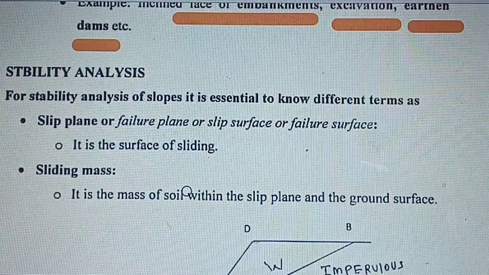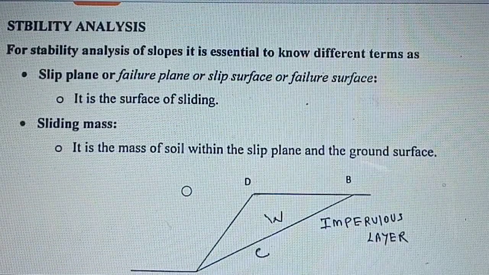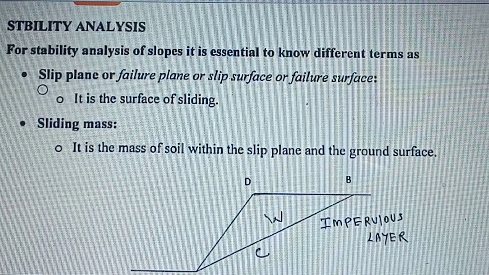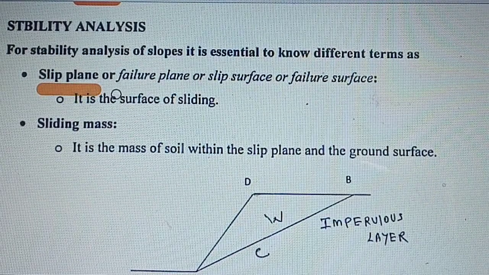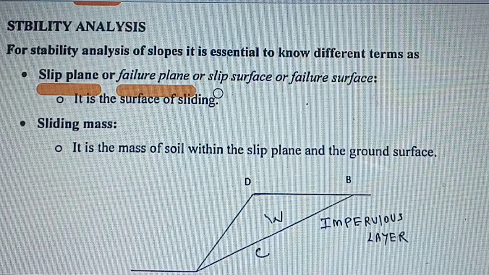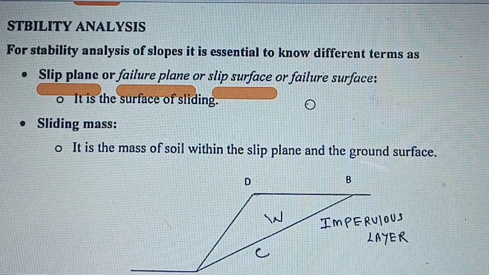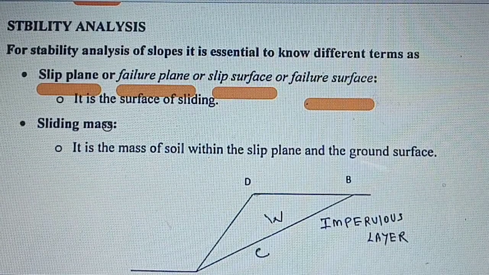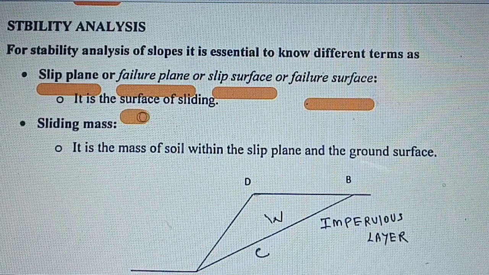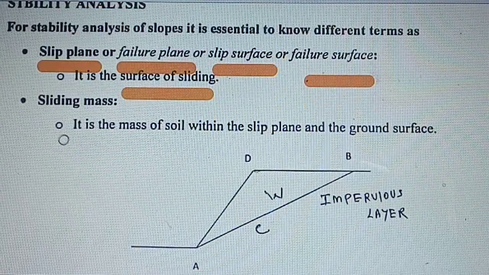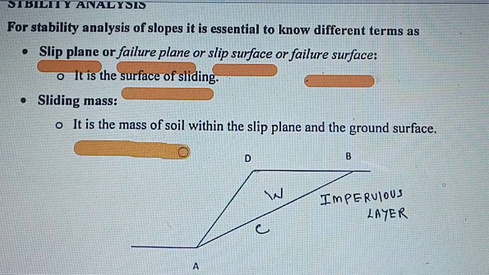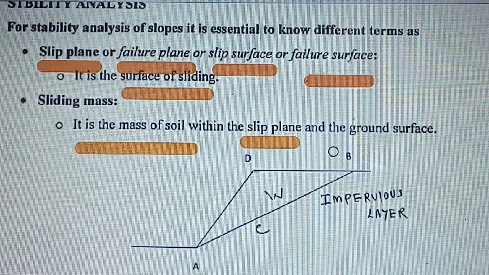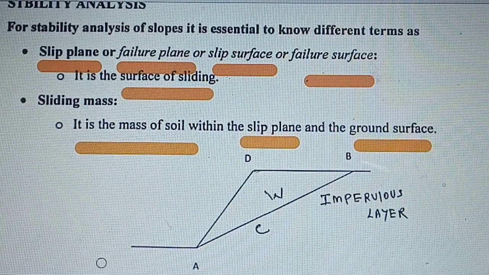Further, for stability and analysis of slopes, it is essential to know some terms. First is slip plane. It is also called failure plane or slip surface or failure surface. And slip plane, it is a surface of sliding. Second, sliding mass. It is a mass of soil within the slip plane and ground surface.